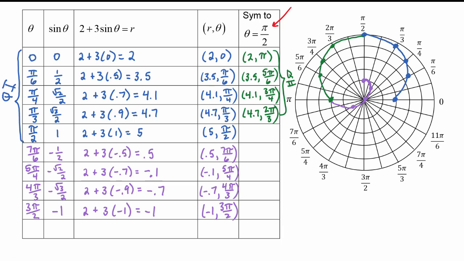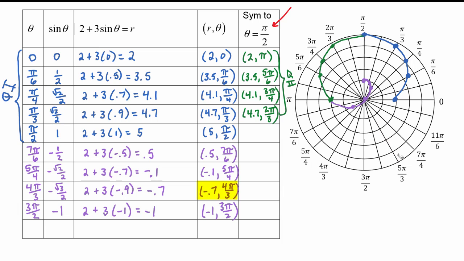Now let's use our symmetries. After 3 pi over 2, we are going to need 5 pi over 3. So if you imagine folding 4 pi over 3 over the vertical axis, 4 pi over 3 is going to land at 5 pi over 3.